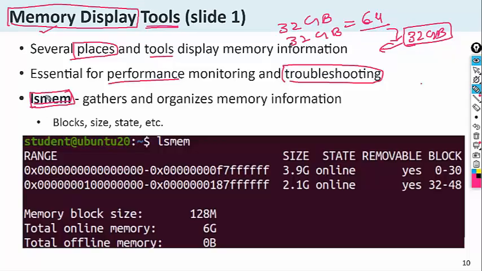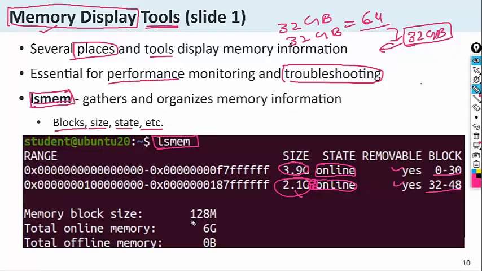Similarly, lsmem is a command which gathers information. It will get the information about the blocks, about the size, about the state, and other information also. So here I have run the lsmem command, and it displays the range, block size is 2 GB, 2 GB, and both are online. But sometimes if this RAM is not working, it will display offline, meaning there is some issue or it is not working. Both are removable, and the block ranges are 0 to 30 and 30 to 48.